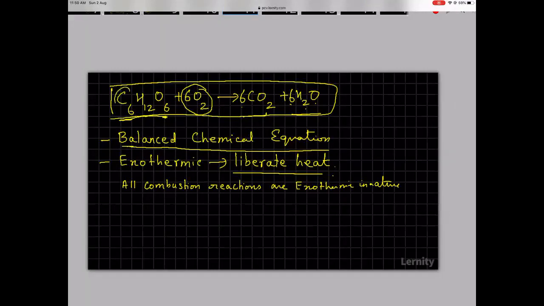So here we look at carbon. There are 6 carbons, so on this side also there should be 6 carbons. Then there are 12 hydrogens, and here also there are 12 hydrogens. There is 6 into 2, 12, plus 6, 18 oxygens, and the same on the other side. So this is called a balanced chemical equation.